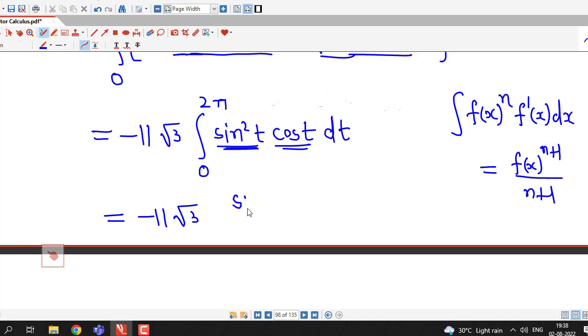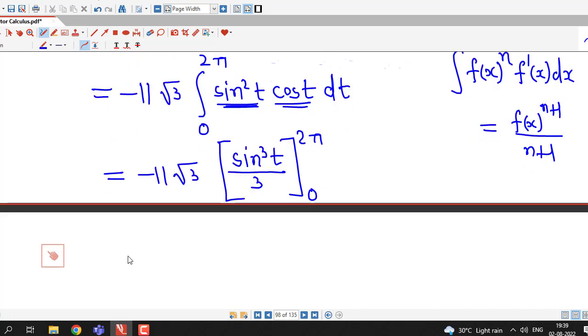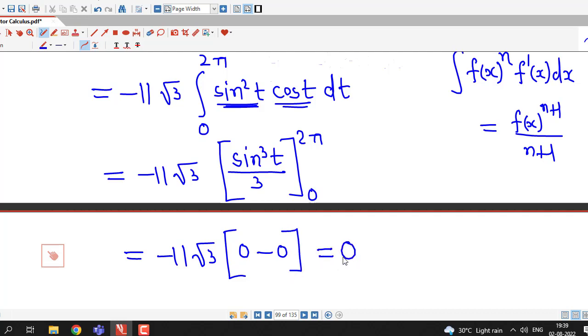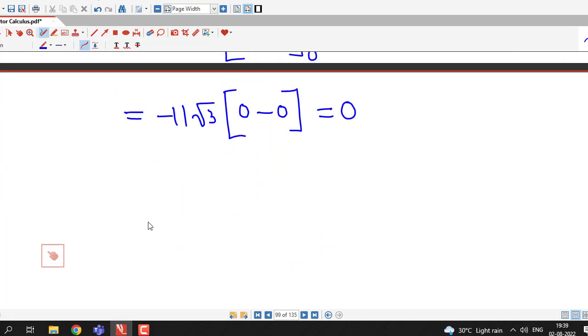So using this formula, this is sin cube t divided by 3, and limits of t are from 0 to 2 pi, and finally we put the limits. If we take t equal to 2 pi, we will have sin 2 pi raised to 3, sin 2 pi is 0, minus t equal to 0, that is sin 0, and we find that line integral is 0 along the boundary of the ellipse.